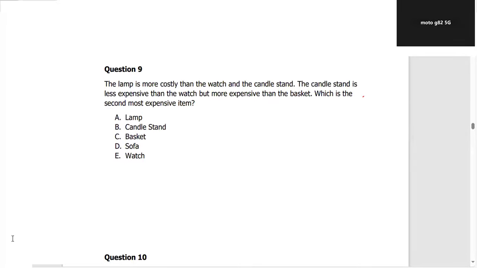Let's move to question number 9. The lamp is more costly than the watch and the candle stand. The candle stand is less expensive than the watch. Okay, it is less expensive. So that means the watch is more expensive than the candle stand. It is less expensive than the watch, but more expensive than the basket. Which is the second most expensive item? So here, the most expensive item is the lamp. The second most expensive item is the watch. So my answer is E, which is the watch.